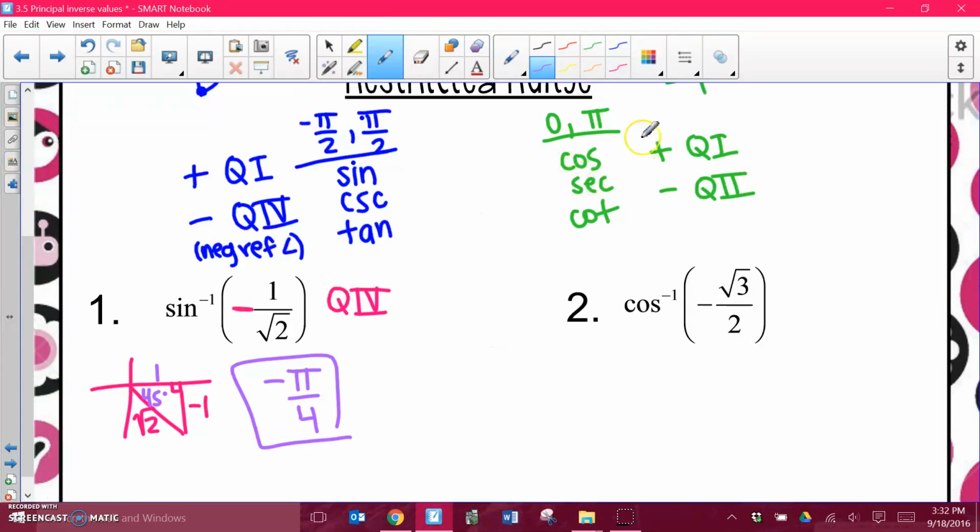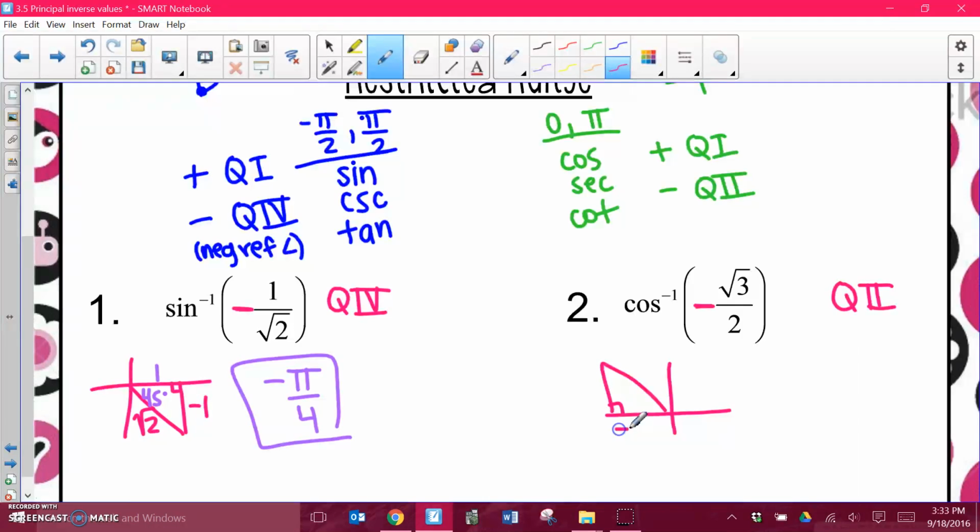Okay, same deal for cosine. When I look at this guy, I have the inverse cosine of negative root 3 over 2. Since it's negative, I think about that and I say, okay, well, cosine has got to be in quadrant 1 or 2. It's from 0 to pi. So since it's negative, I'm going to be in quadrant 2. And I'm going to draw my angle. That's a terrible triangle. It's okay.